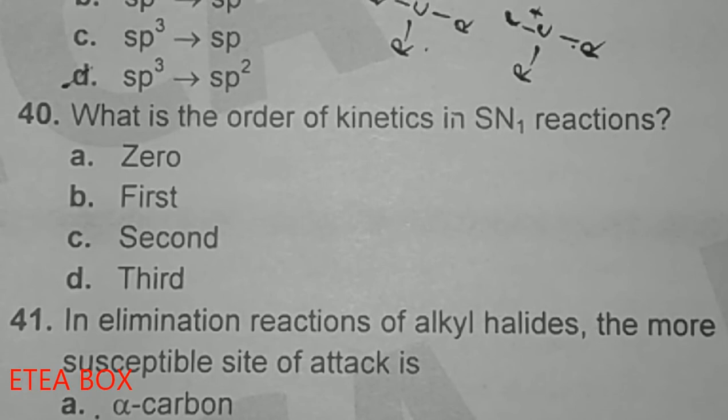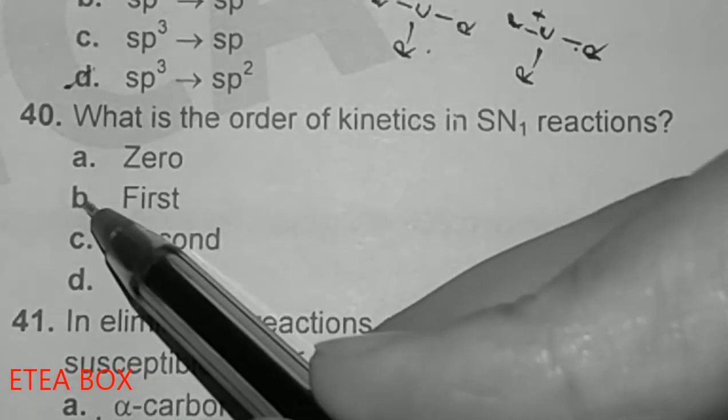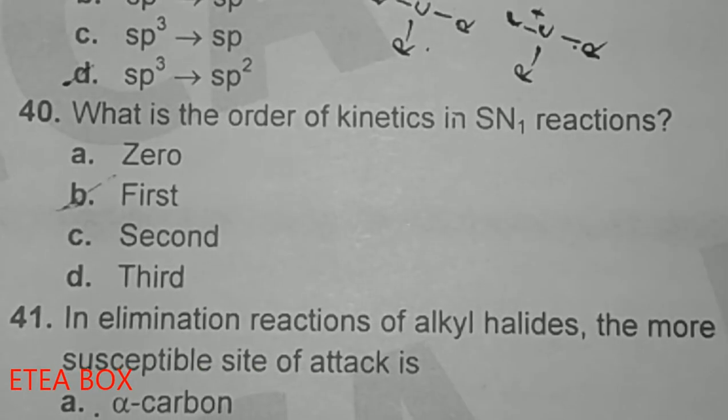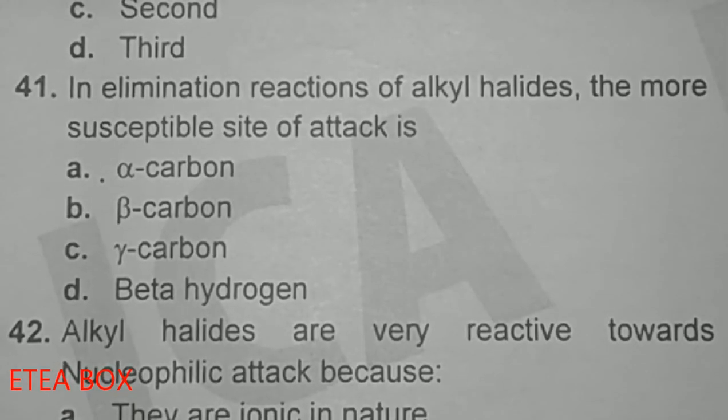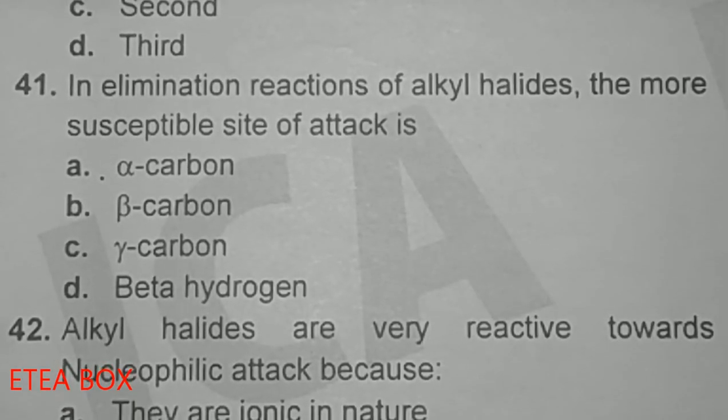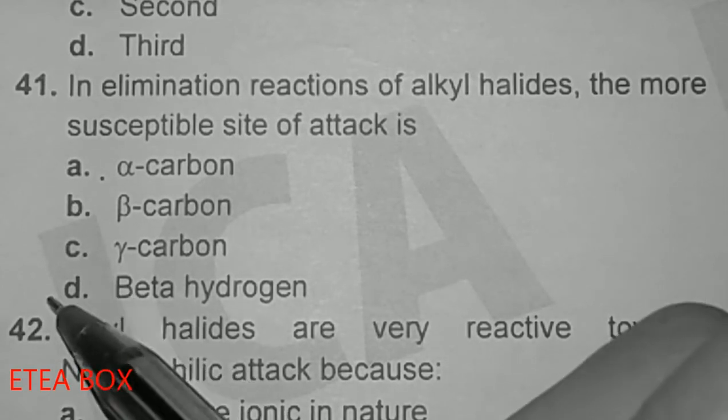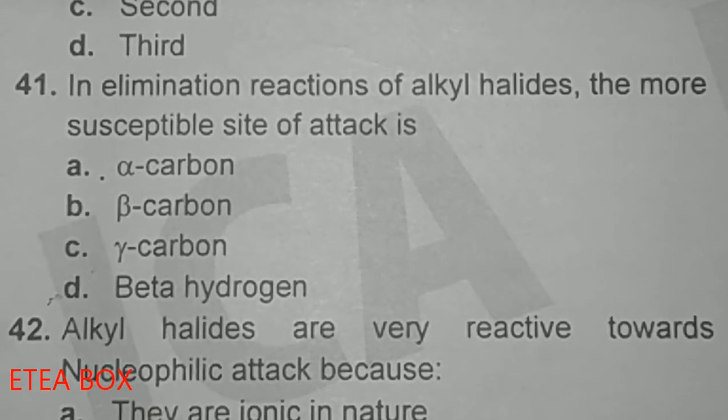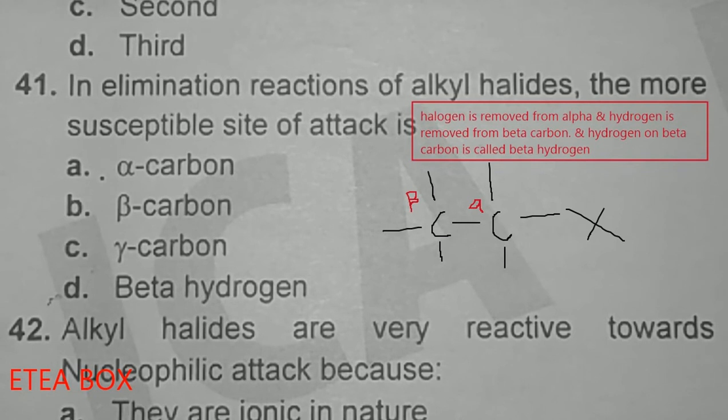What is the order of kinetics in SN1 reaction? SN1 reaction is a first order reaction, because only one reactant is involved in the slow step process. In elimination reaction of alkyl halide, the more susceptible site of attack is. Now we know that in case of elimination, the hydrogen is removed. For elimination we use a base and the base attacks the hydrogen. So we can say that it attacks the beta hydrogen, not the carbon atom. Option D is correct here.